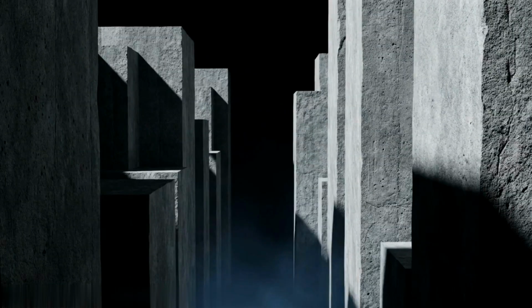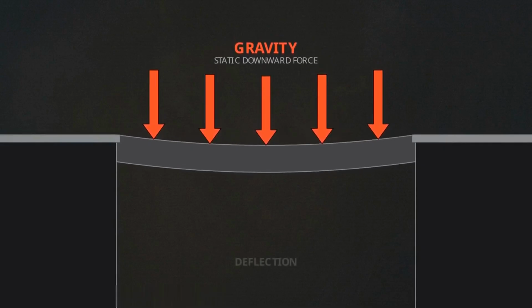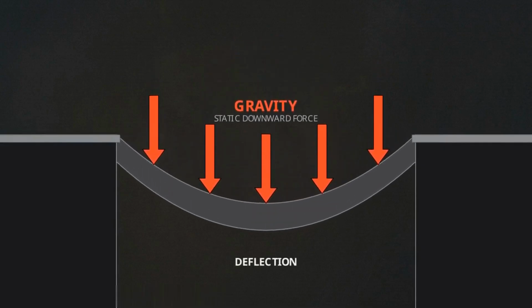The antagonist in this environment is gravity. It is a relentless, static downward force vector attempting to pull any mass spanning a void directly into the earth.